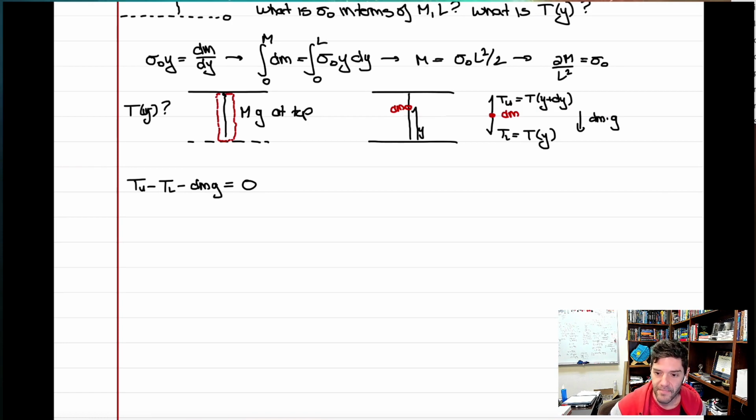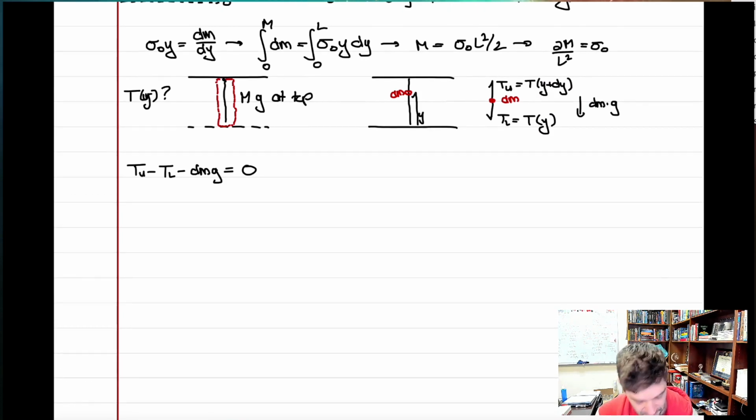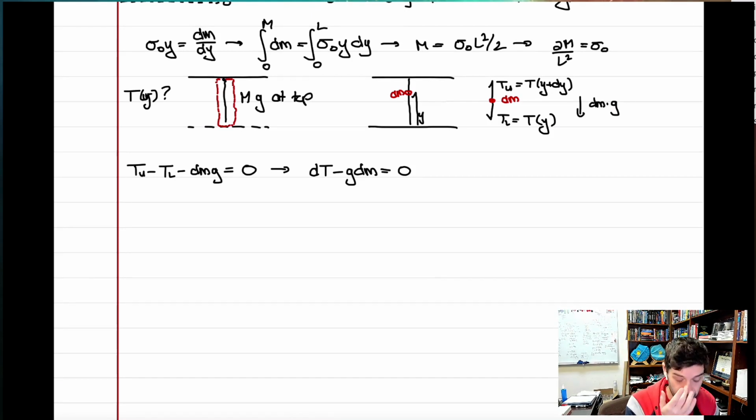Depending on how mathematically sophisticated you want to be, you can think of what that difference on the left-hand side is. It's the difference of two tensions that are exceptionally close to one another, so I expect that difference to be very, very small. Go back to the previous problem, where we saw that delta T got smaller and smaller, and we eventually called it dT. So now I have dT minus g dm equals 0 as a result.